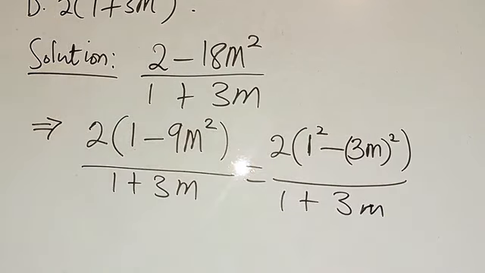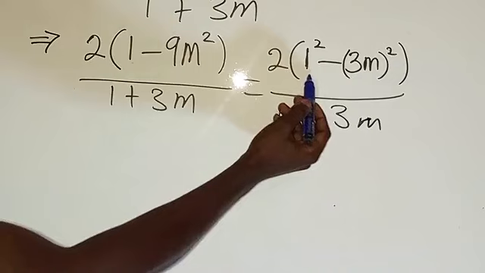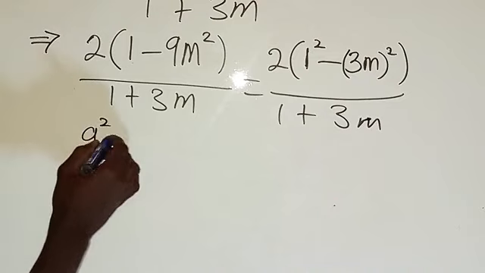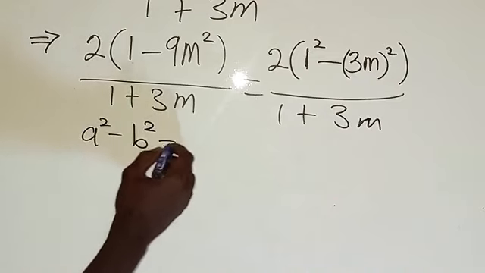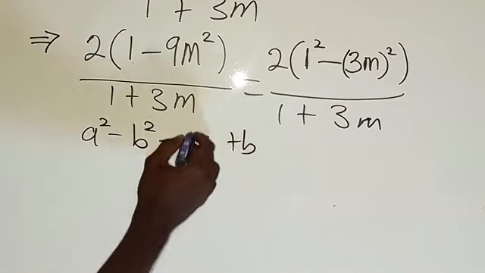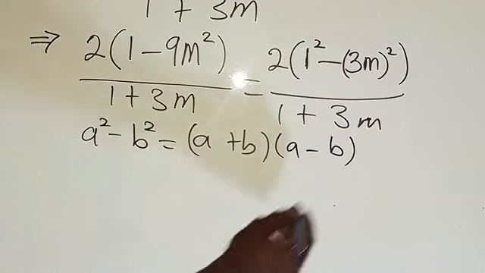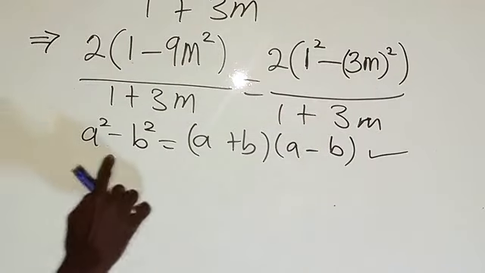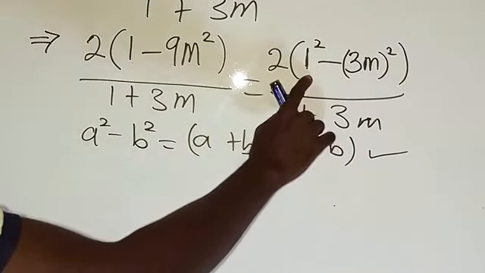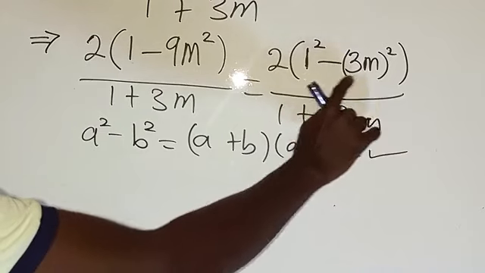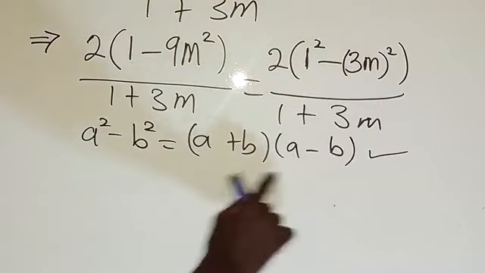1 plus 3m. So now from here, I want to use something we call difference of two squares. If we have something like a squared minus b squared, this will give us a plus b, then a minus b. So this is called difference of two squares, and that is what we are going to use here to simplify or to expand this. So now I want to expand 1 squared minus 3m squared in this form.